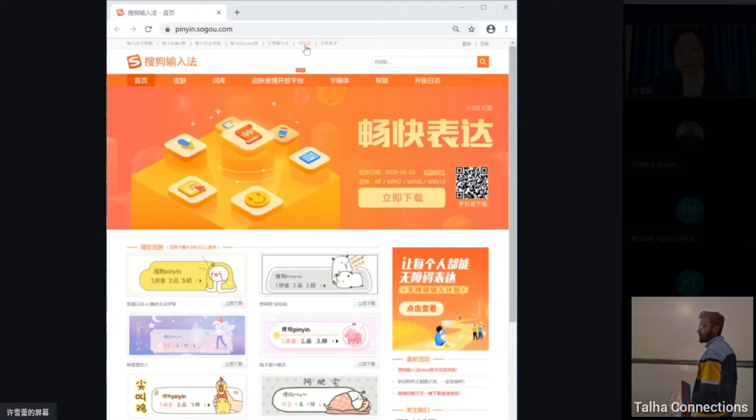So let's quickly go over it and then we start today's learning. Okay, now first of all, you open your browser and type in this address, pinyin.sogou.com. Yeah, actually, last time I showed you the screenshot of this page. That's the first step. Now find this website.